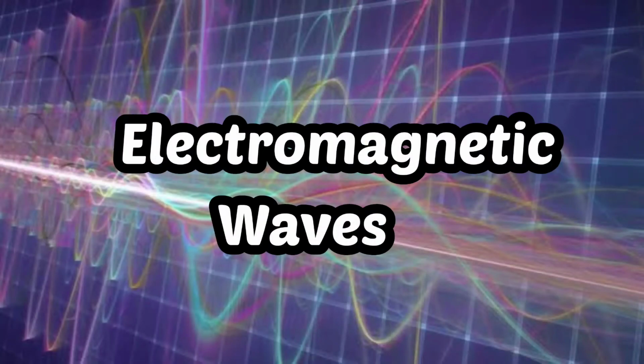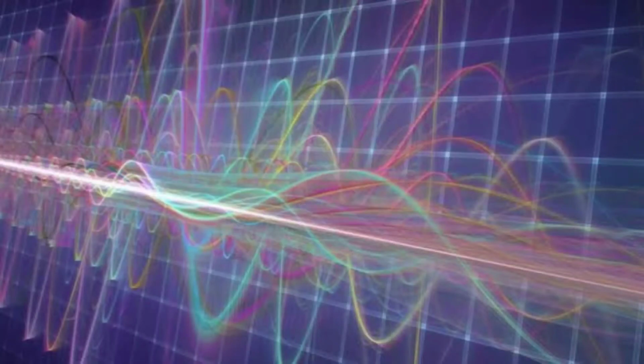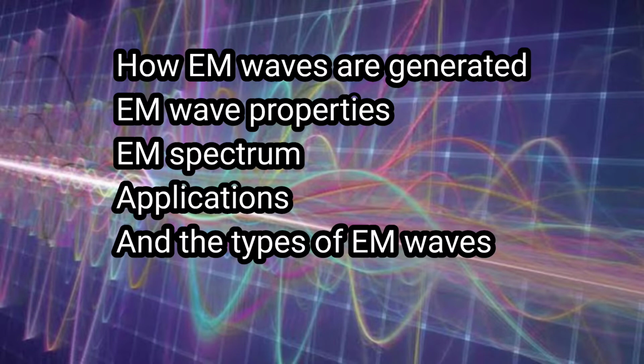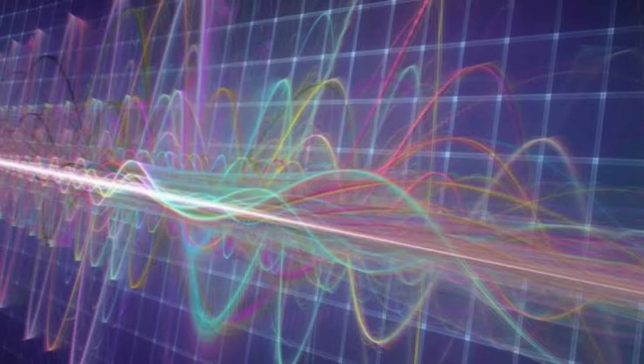Electromagnetic waves. Hello friends, in this video I will give you a basic idea of electromagnetic radiation, spectrum, examples and the types. Energy is a measure of ability to do work.